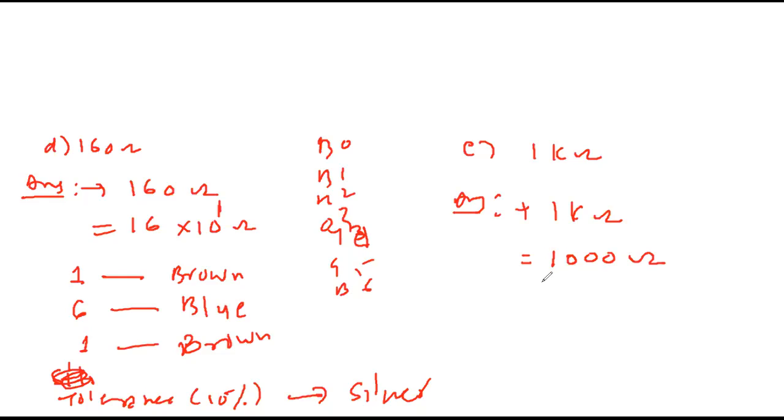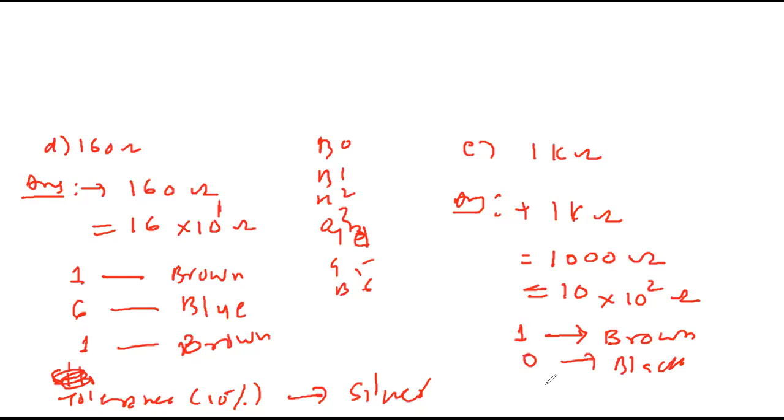Yes, sir. So can I say this is 10 into 10 raised to 2 ohm? Yes, sir. Now it becomes easy. 1 corresponds to color brown, 0 corresponds to black, and 2 corresponds to red. And plus or minus 10% means silver. So we get brown, black, red, silver.